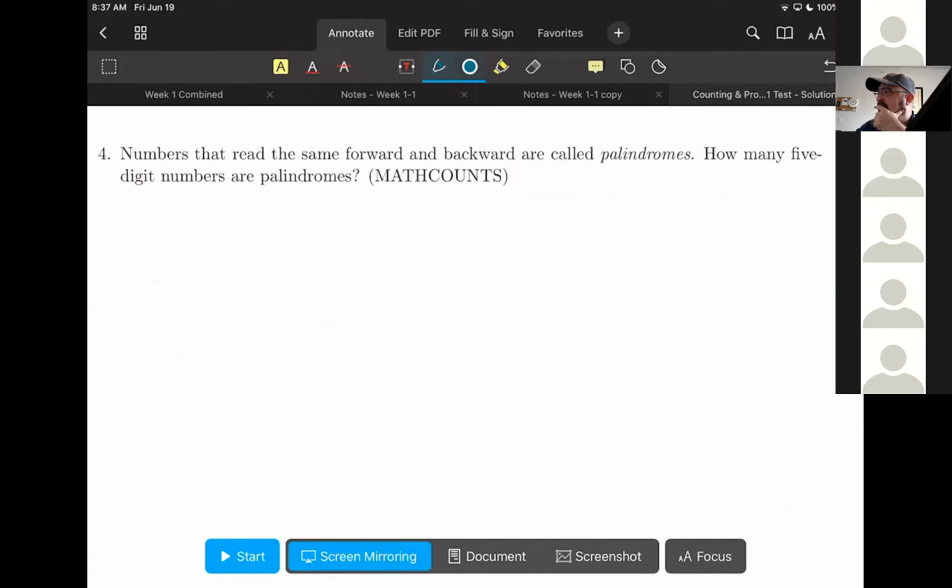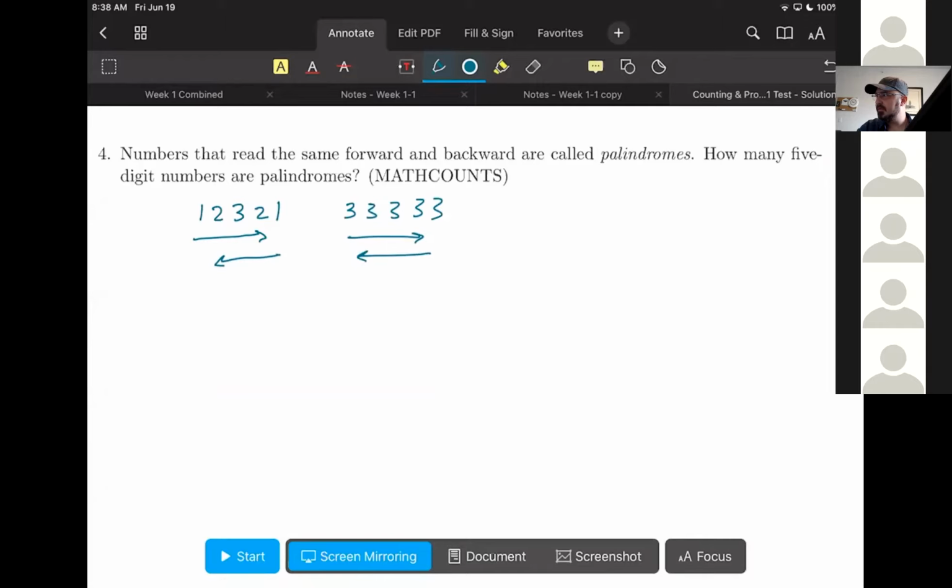So basically, as it said, it reads the same forwards and backwards. So let's just make sure we understand what palindromes are. I'll give a couple examples. If I have something like 1, 2, 3, 2, 1, that's a palindrome, because if I read it left to right, it's 1, 2, 3, 2, 1, and if I read it right to left, it's also 1, 2, 3, 2, 1. Another example might be 3, 3, 3, 3, 3. It's also the same, whether I read it forwards or backwards.